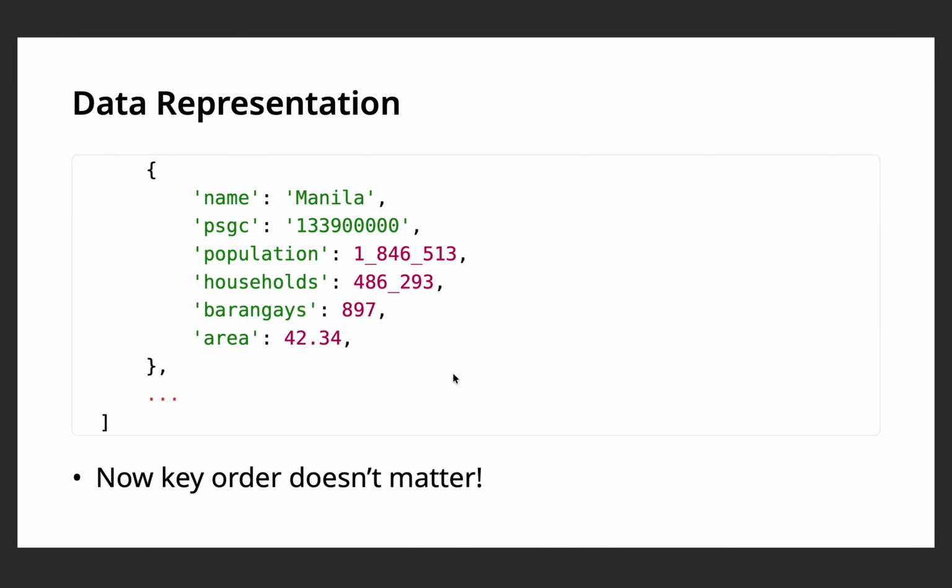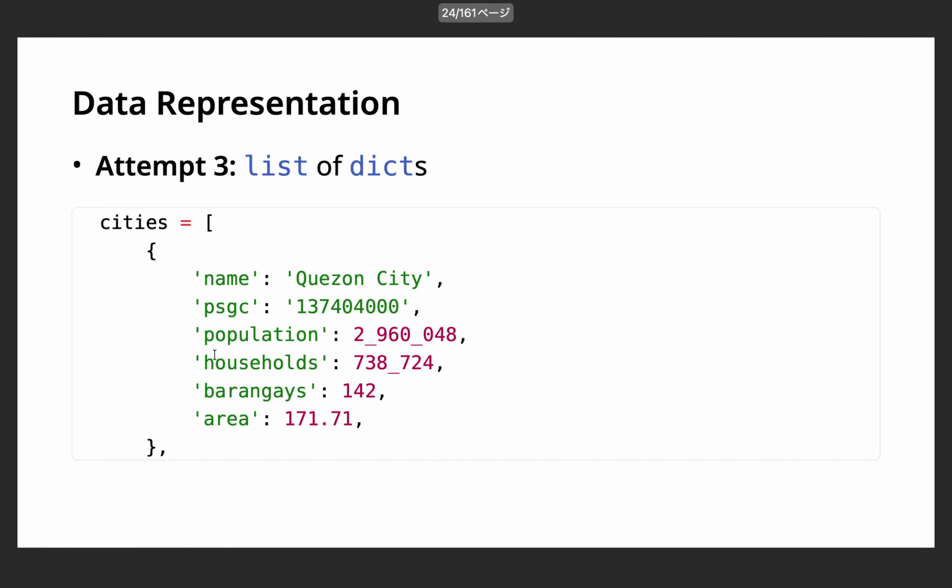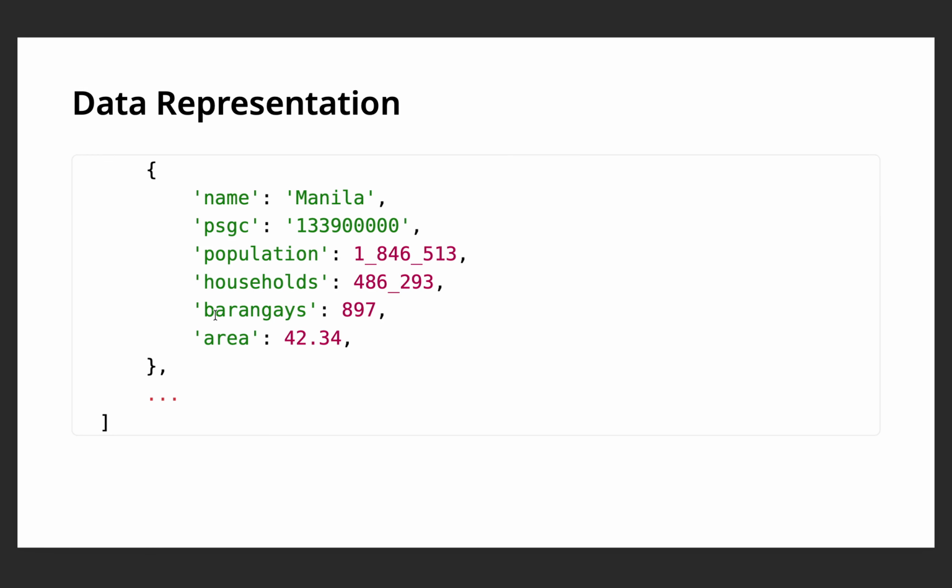Well, note that since these are dictionaries, the order of the keys now doesn't matter. So even if you put one of the keys before the other one, let's say you swap these two lines, this will still represent the correct data since you know which value corresponds to which key.